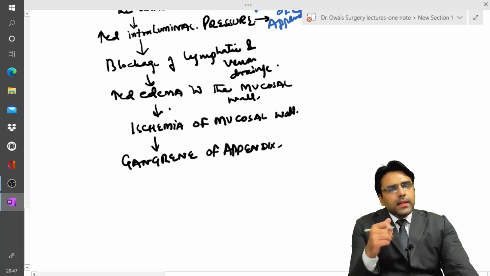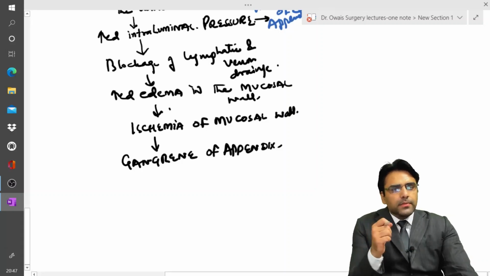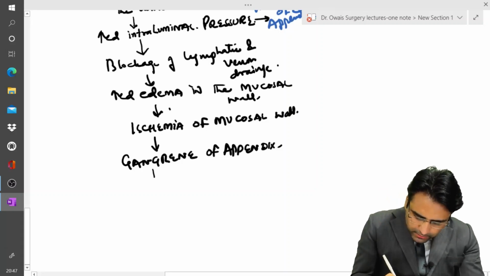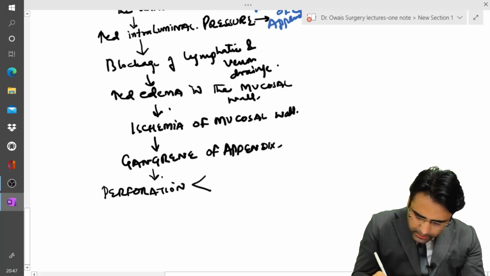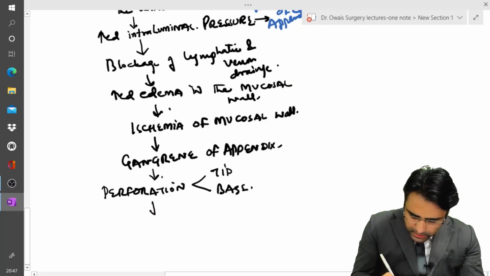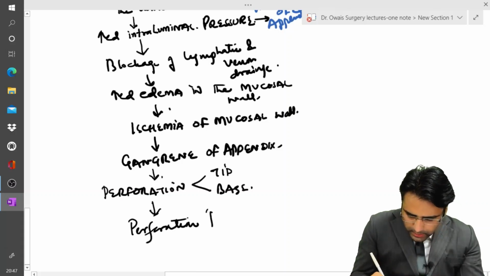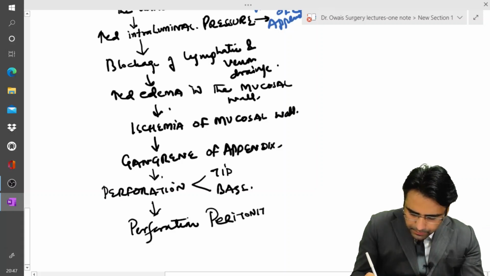Now once there is gangrene of the appendix, what will happen? The appendix can get perforated, and the perforation site can be either at the base or the tip of the appendix. So gangrene of the appendix can lead to perforation, which can lead to perforation peritonitis.